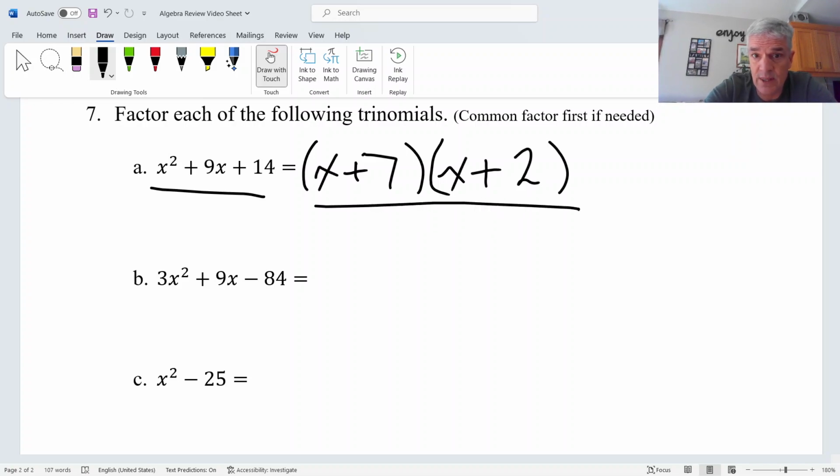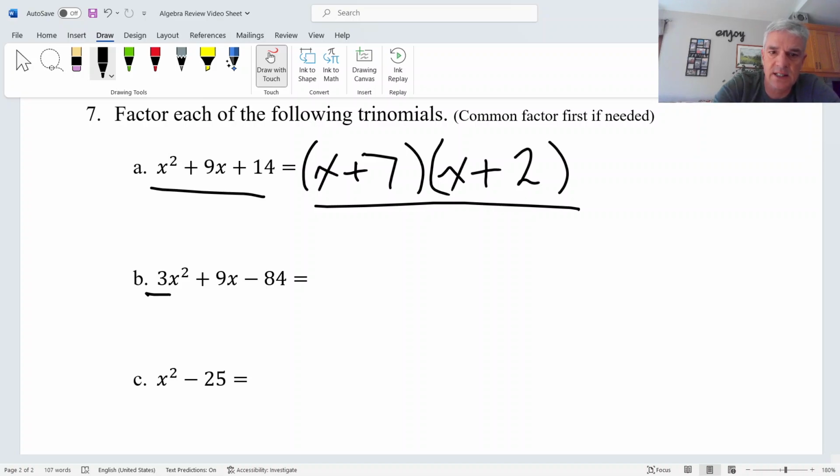That's exactly what this is. It's x plus 7 times x plus 2, and the brackets signify that they are two binomials. Now, if you get a question with a number out front like this one, you must factor that number out first. You must get rid of it.